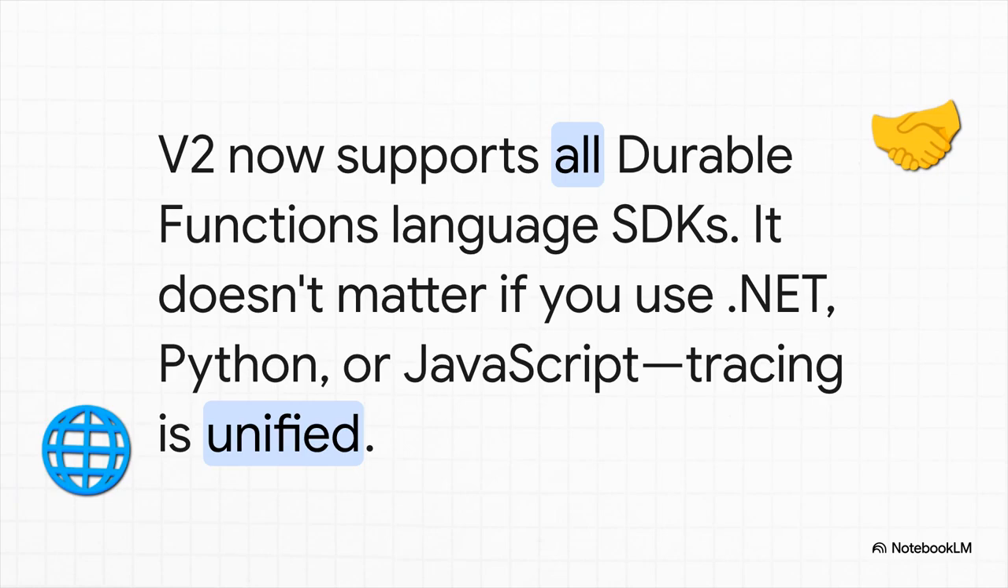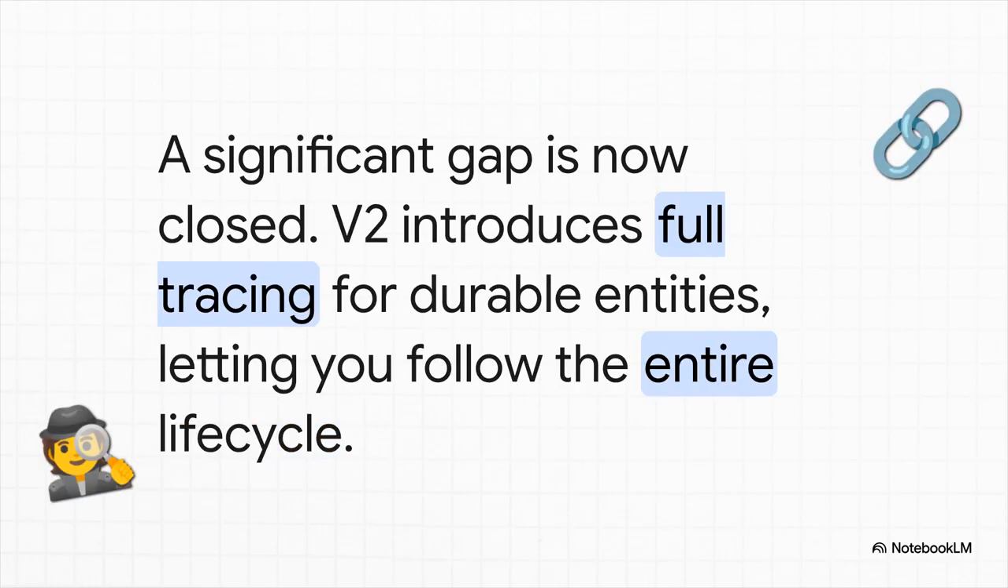Okay, first up, and this one is huge, tracing now works across all of the language SDKs. So it doesn't matter if one team is on .NET and another is using Python or JavaScript, V2 pulls them all together under one single unified tracing umbrella. For anyone working in a polyglot environment, you know this is an absolute game changer. And this next one, this is where a massive gap finally gets filled. V2 brings in full tracing support for durable entities. Before, what your entities were doing was pretty much part of that black box. Now, you can follow their entire life cycle, which makes debugging that complex, stateful logic so much easier.